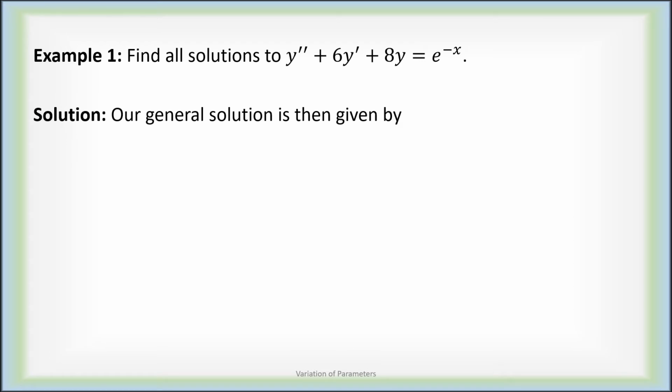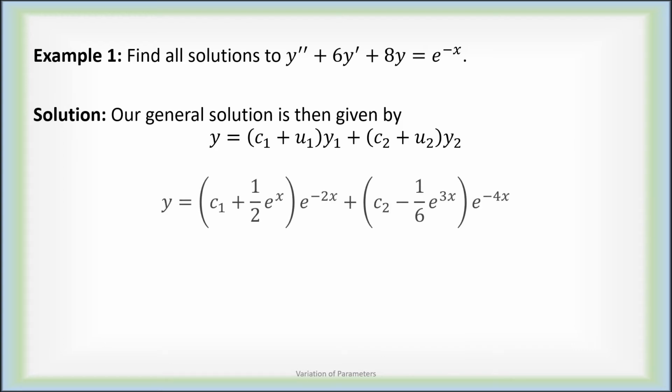Then our general solution is given by (c1 + u1) times y1 plus (c2 + u2) times y2. C1 and C2 are arbitrary constants, y1 and y2 were our fundamental set of solutions, and we just solved for u1 and u2. So (c1 plus 1/2 e to the x) times e to the minus 2x plus (c2 minus 1/6 e to the 3x) times e to the minus 4x.